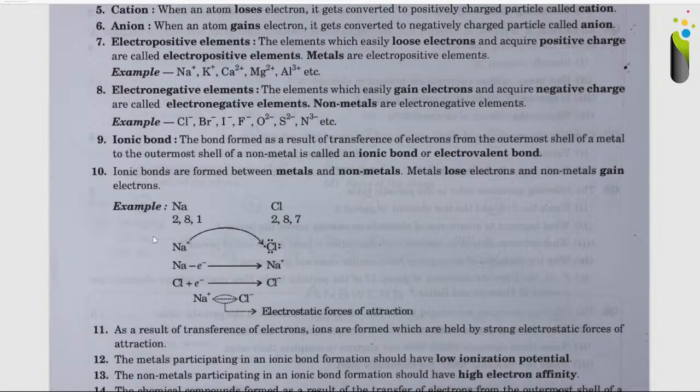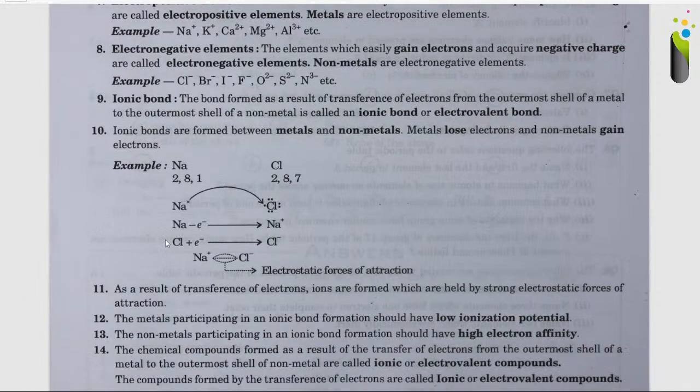For example, NaCl. The electronic configuration of Na is 2,8,1 and that of Cl is 2,8,7. You can clearly see that sodium has only one electron in its outermost shell, so it would require 7 more electrons to complete the octet, whereas chlorine has 7 electrons in its outermost shell and just needs 1 electron to complete its octet. So what happens is the electron from sodium is taken by chlorine. So sodium is donating its electron.